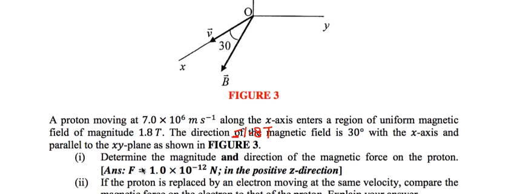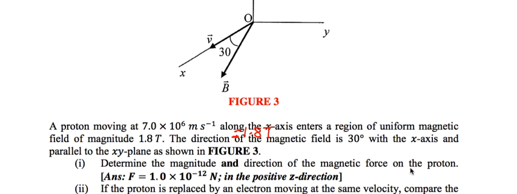And number 1, find the magnitude and direction of the magnetic force on the proton. So here the charge, let's say this is a proton, is moving along the x-axis, and here we have magnetic field B. What is the magnetic force on the proton?